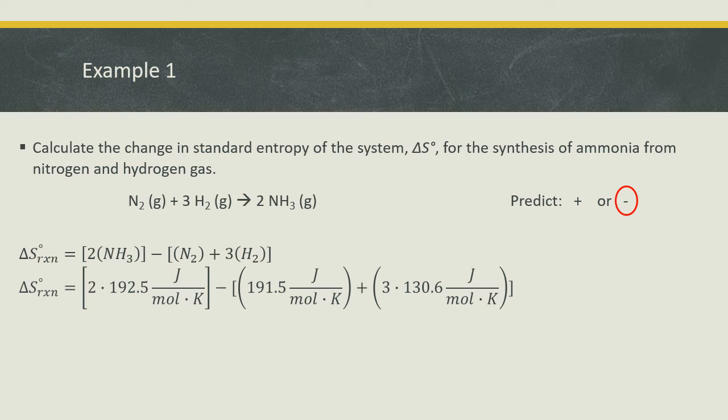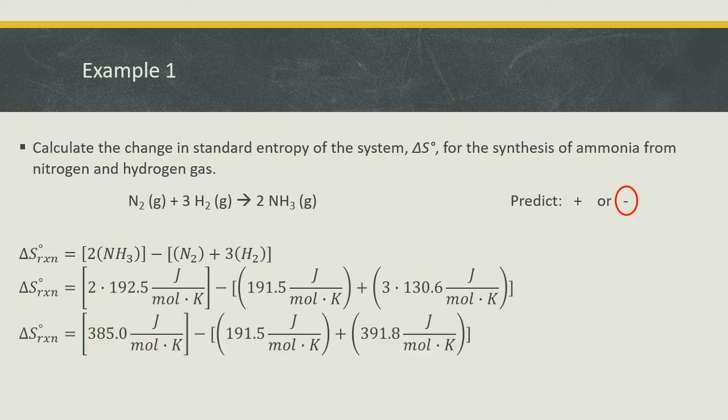And then from there, we would want to simplify. So our 2 times our 192.5 gives us 385.0. Simplifying the right side, we get 391.8 for our last term. And then we can go ahead and calculate our final answer in our calculator.